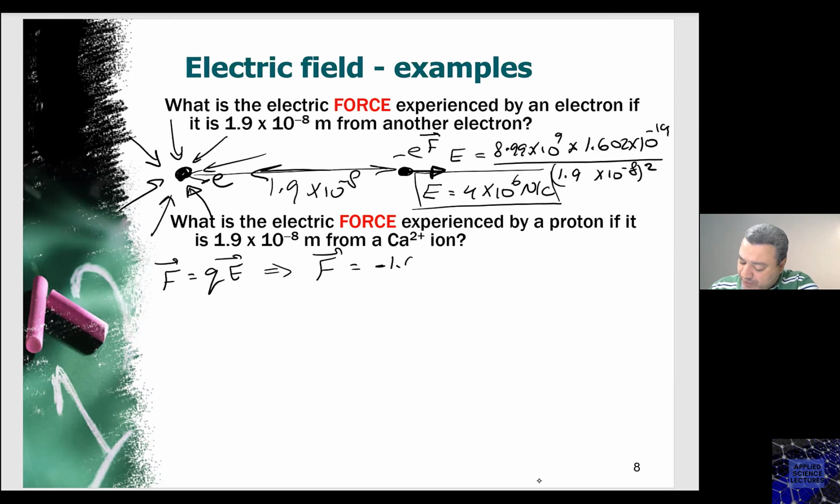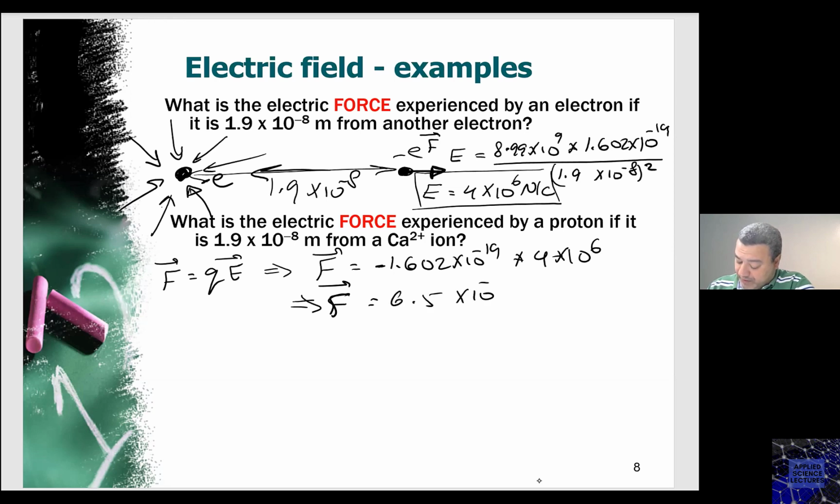And then F would be minus 1.602 times 10 to the power minus 19 times 4 times 10 to the power 6. Then F would be 6.5 times 10 to the power minus 13 Newton, and will be pointing away. Why pointing away? Because the field is pointing toward the electron, and this one is negative, then the force would be in the opposite direction. Then the force here would be in the opposite direction, right?